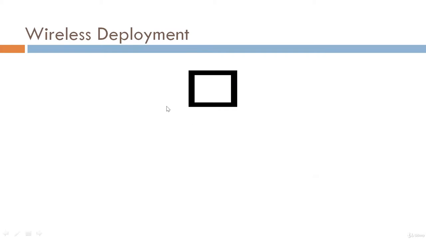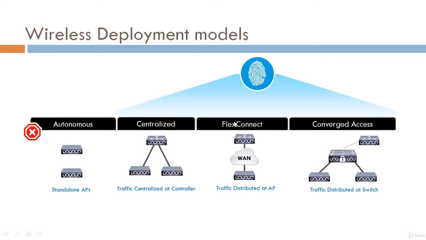Next, we have wireless deployment. While we are doing the wireless deployment, what options do we have with wireless? Either the AP is running in autonomous mode, so we have a standalone AP; traffic centralized at the controller, that is the centralized mode; FlexConnect, where the APs have local intelligence; or converged access, where traffic is distributed to the switch. So these are the options we have for the deployment mode.